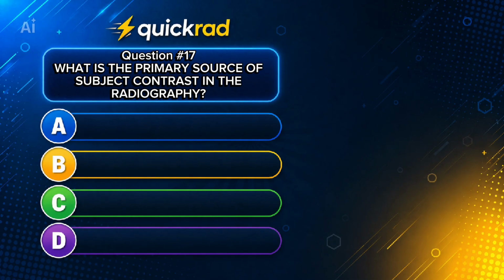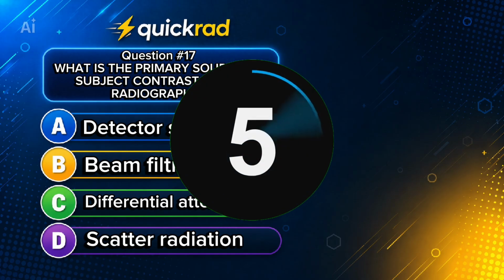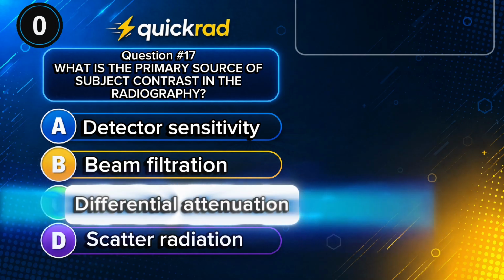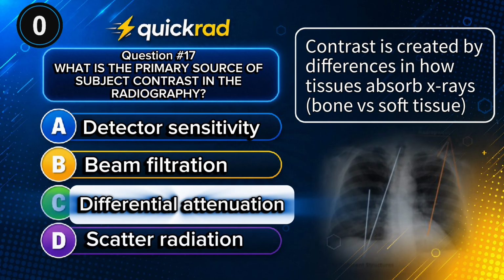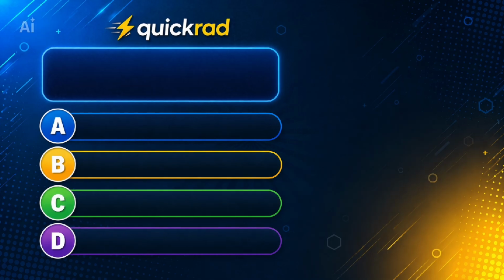Question 17. What is the primary source of subject contrast in radiography? Correct answer, C. Differential attenuation. Contrast is created by differences in how tissues absorb X-rays.